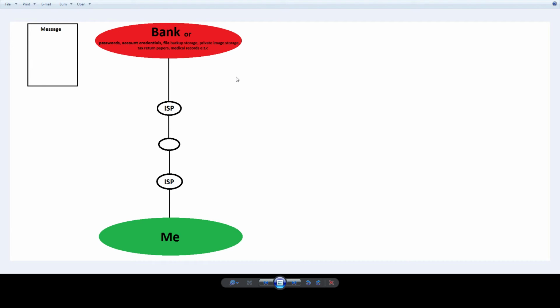This was a basic explanation of how encrypted communication works. As you can see, it is important that only I have the key for my lock and only the bank has the key for the bank's lock. Otherwise, the sensitive information can be compromised.